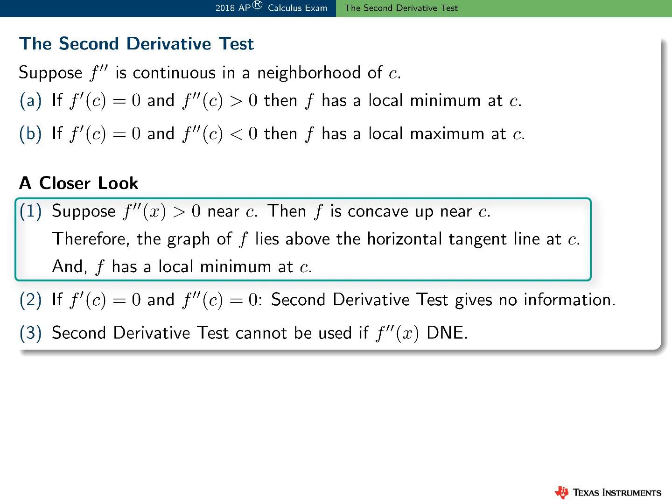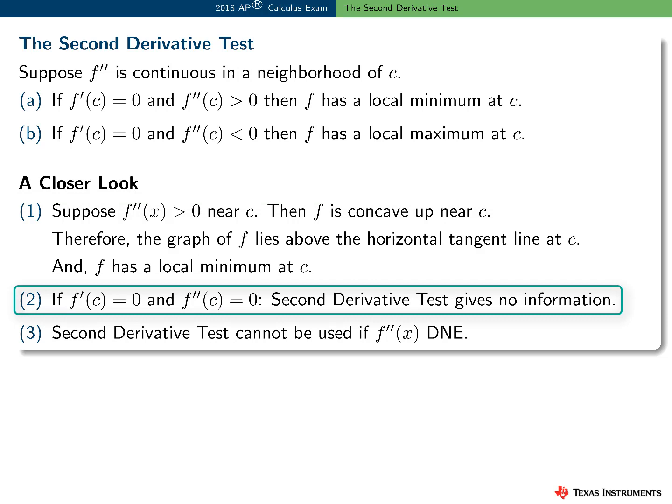Now, I'm not going to draw a graph here, but let's suppose that f double prime of x is greater than 0 near c. This means f is concave up near c. Therefore, the graph of f lies above the horizontal tangent line at c. And f has a local minimum at c. We can make a similar argument for a local maximum at c.